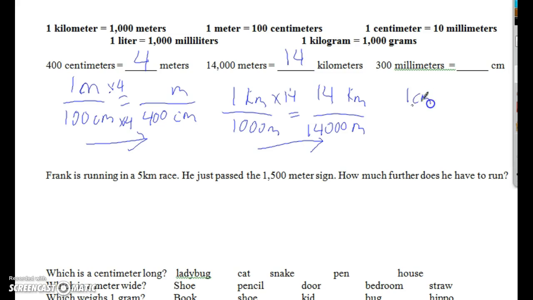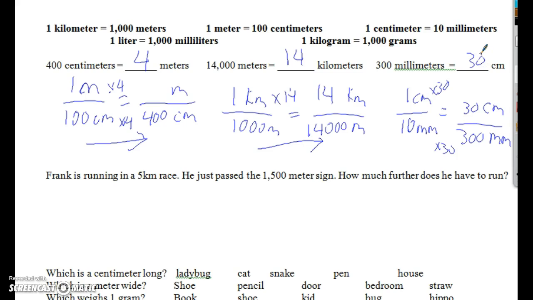Last one, 1 centimeter equals 10 millimeters. So I got centimeters on top, millimeters on the bottom. 300's going on the bottom. What did I have to do to 10 to get it to be 300? Not times 3, times 30. Don't get tricked. So 1 times 30 is 30.